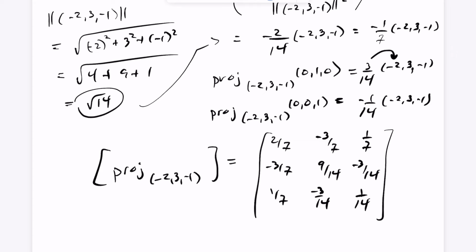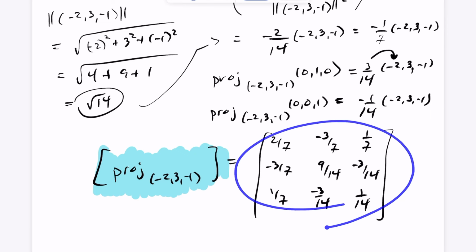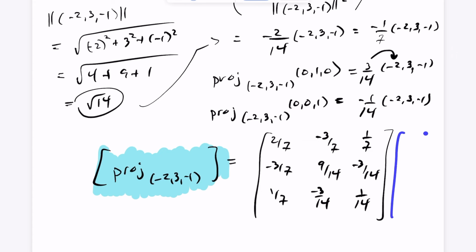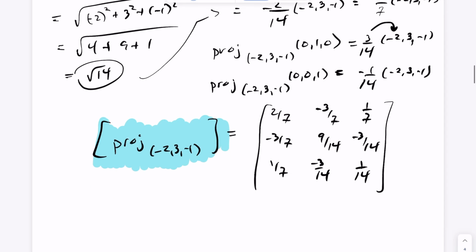And now you can see I have the matrix representation of the projection of any vector onto -2, 3, and -1. It's just a matter of multiplying by some vector. In this case, x1, x2, x3, whatever vector you choose, multiply this out, and you'll have the projection of that vector onto our vector A. All right, let's take a look at another problem.